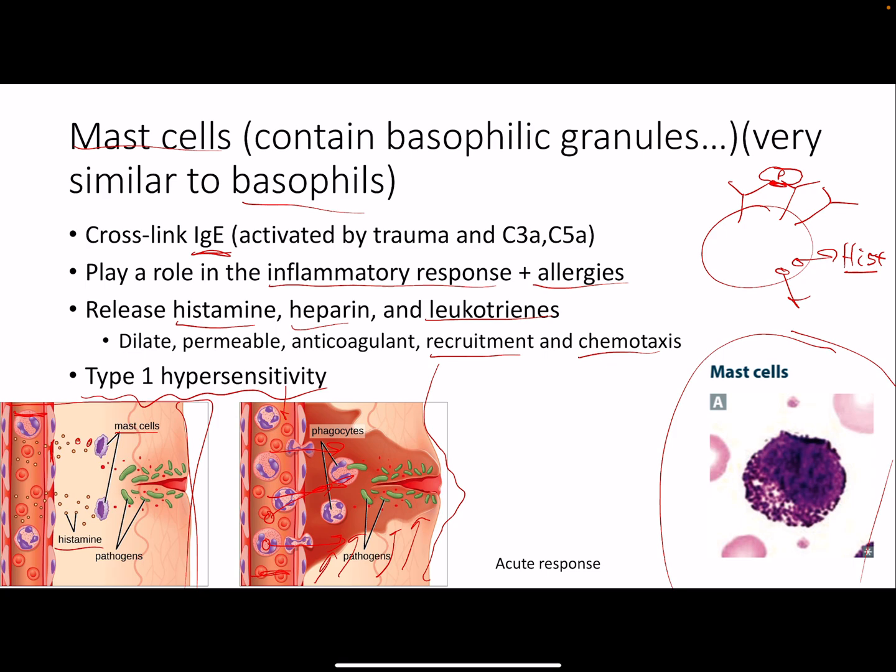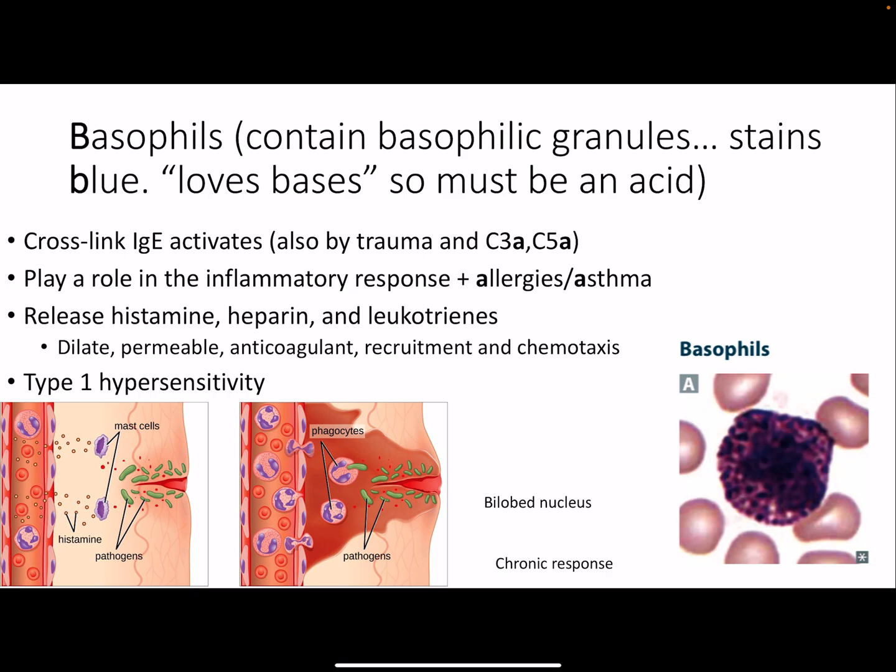If we have to say there's one difference between a mast cell and a basophil, I'm sure there's more differences, but at least for the purpose of your NBME, mast cells might be an acute allergic response, while basophils will be more of a chronic allergic response. So pretty much all the exact same stuff here. I'm not even going to repeat it. Basophils are very similar to mast cells.